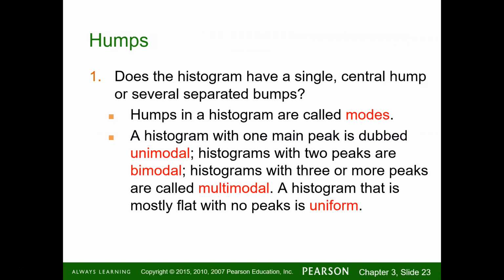So the spread is how many humps, or modes. Humps in the histogram are called modes, and they're the big peaks in the graph. If it has one main peak, it's unimodal, which is the one that happens most often. Like in normal symmetrical data, it'll be unimodal. If it has two peaks, it's bimodal. If it has three or more, it's multimodal. And if it has no peaks, it's called uniform. It's like flat and doesn't ever peak.